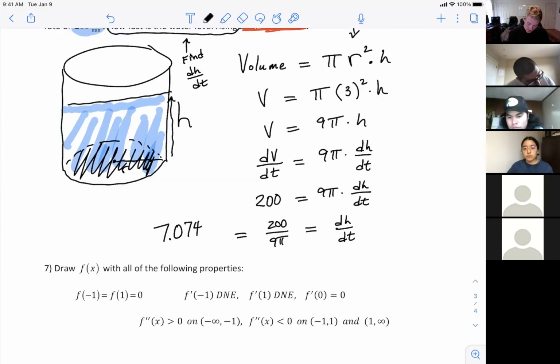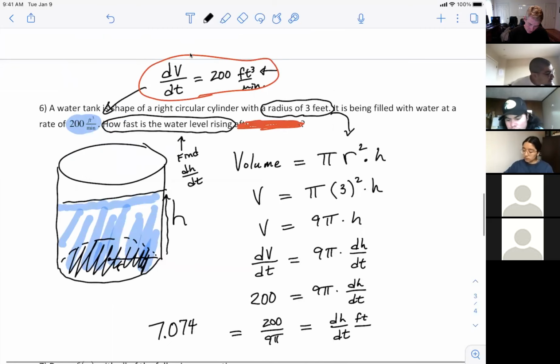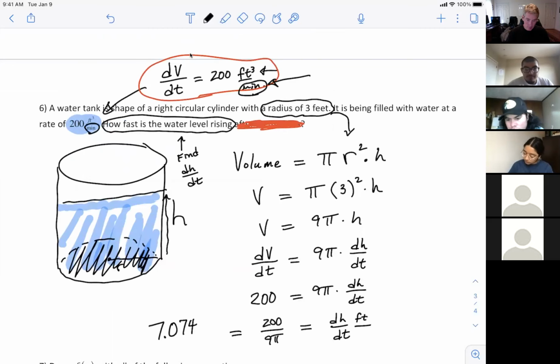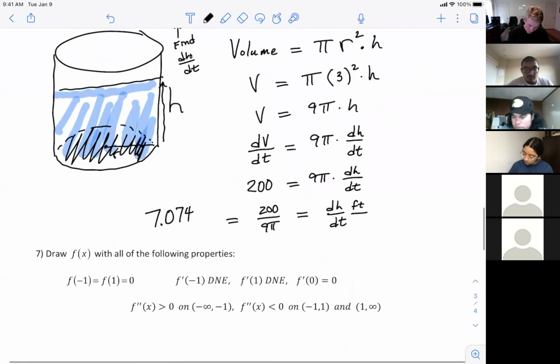And since it's dH/dt, that means the top is the height, so that's in feet. And the bottom, according to this, or this, the bottom is in minutes. So this is in feet per minute.